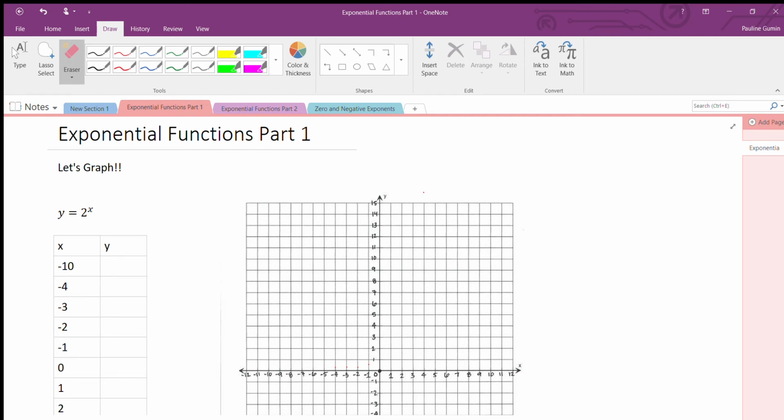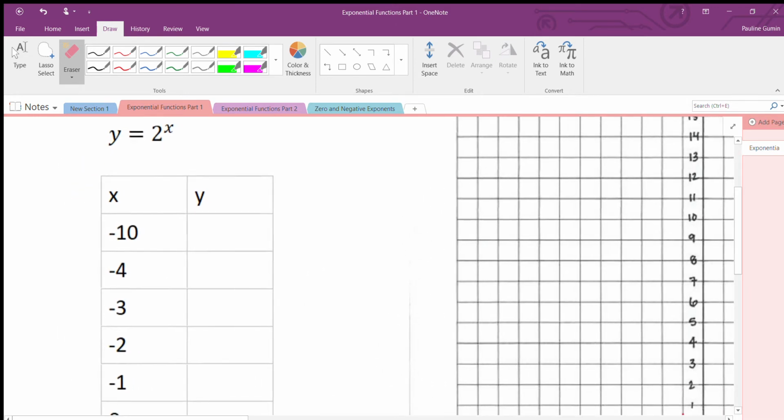Today we're just going to peek at exponential functions. We're going to graph one and look at some of its properties. How about that? Okay, I have a table, I have a graph. Let's get started. All right.